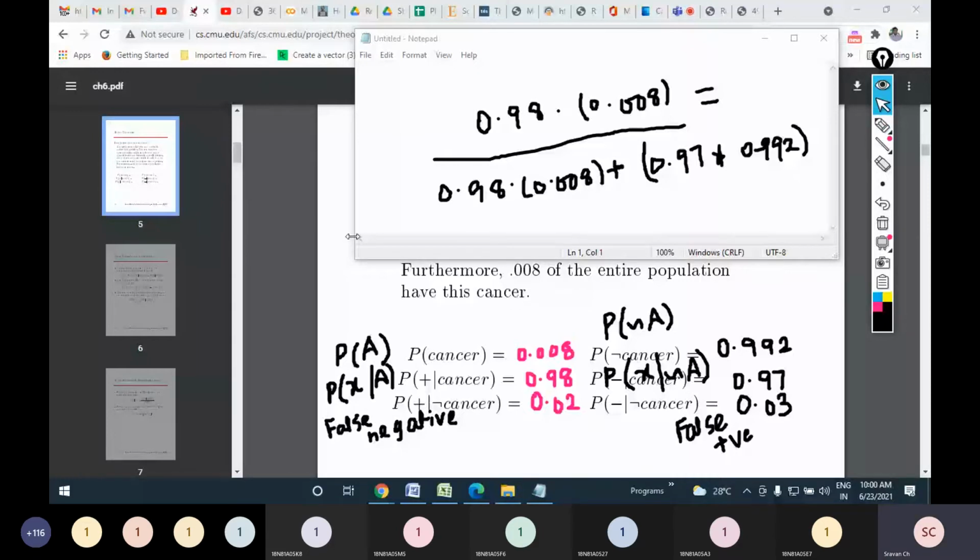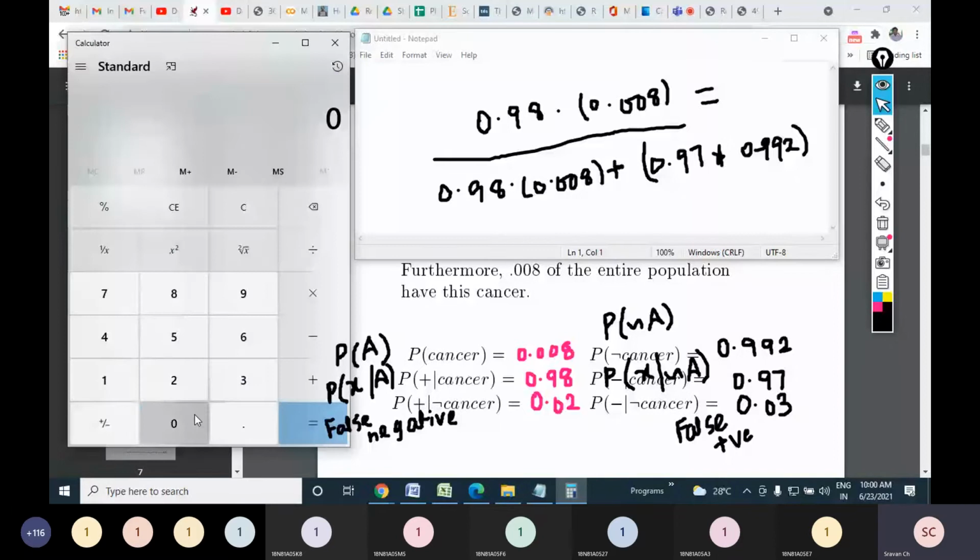Right, what is 0.98 into 0.008? It is equal to 0.00784.